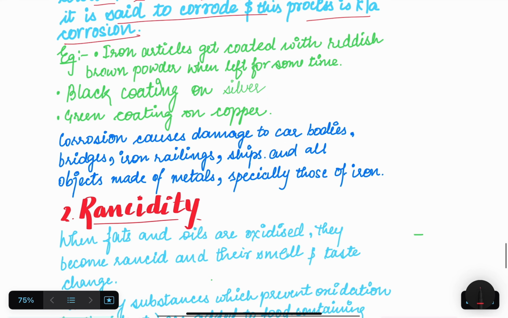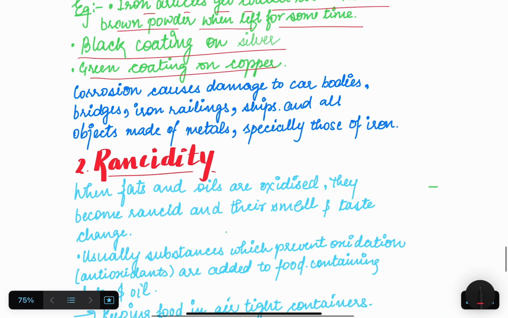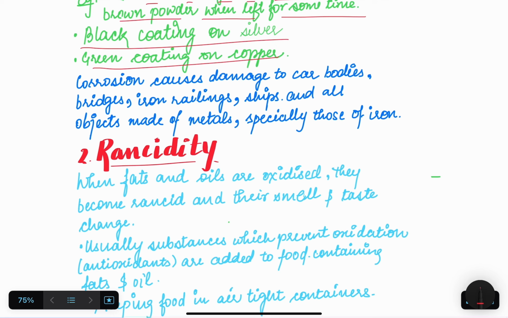For example, I've also mentioned iron articles get coated with reddish brown powder when left for some time, black coating on silver, green coating on copper. Sometimes copper vessels you might have seen turned green when left in moisture for a longer time. Corrosion can cause damage to car bodies, bridges, iron railings, ships, and all objects made of metal, especially those of iron. Basically, mostly all the iron items, when left in exposure to moisture or acid, they easily get corroded.